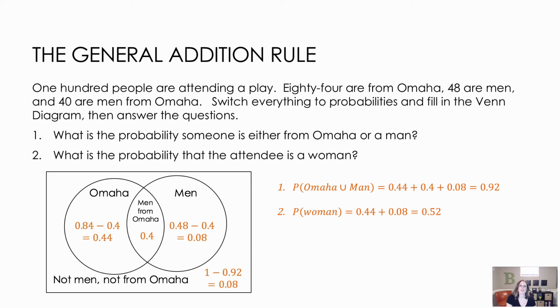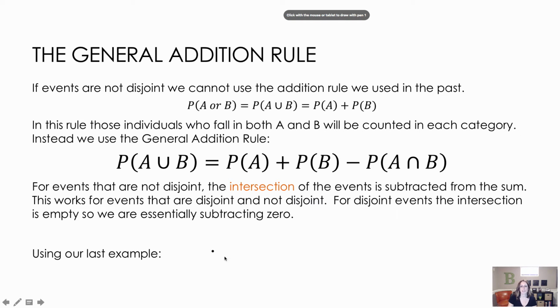Now, some people don't love using a Venn diagram. They find it very confusing. So I'm going to show you, instead of the Venn, I'm going to show you the general addition rule, which we can use without having to make the Venn diagram. We can use it to answer these same questions. So here's the general addition rule. Before, when they were disjoint, we could just say the probability of A plus the probability of B. So add the probabilities together is essentially what we were doing before. Now we're looking at the fact that someone could be in both A category and B category.